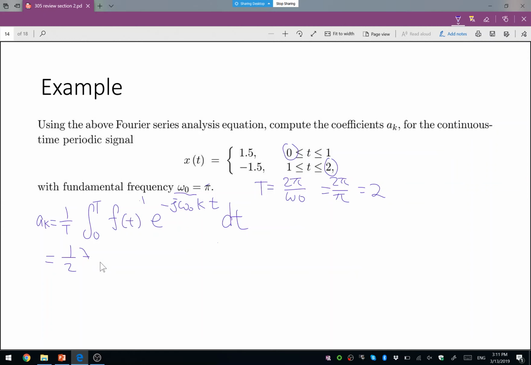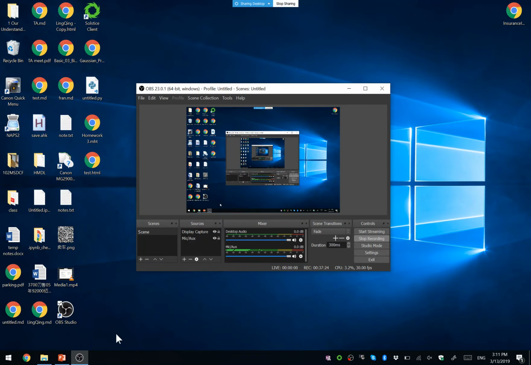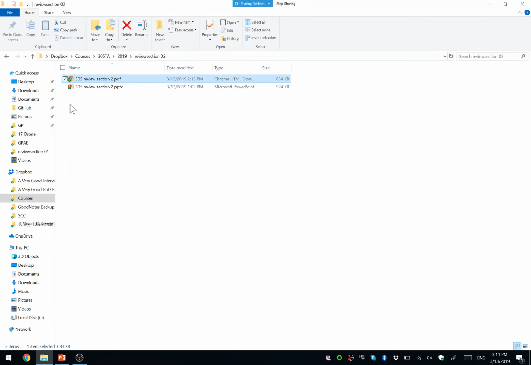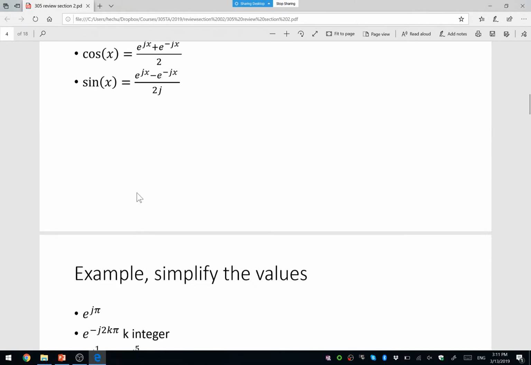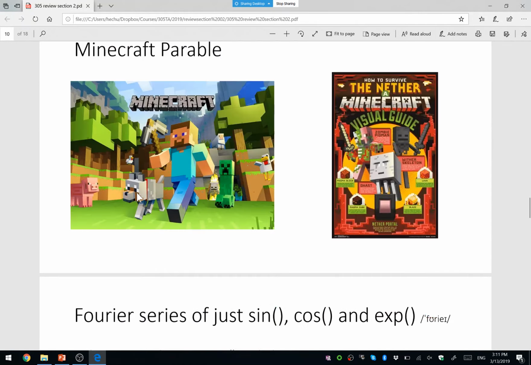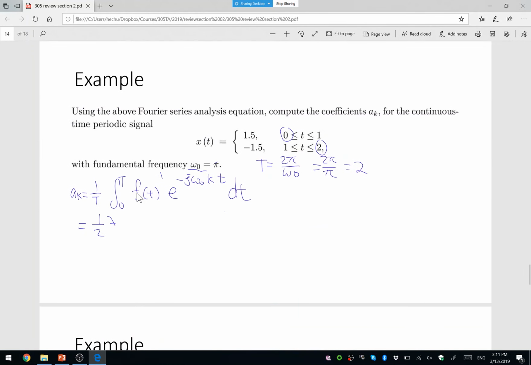let me try to reopen it, make the eraser work. Okay, it's working now.